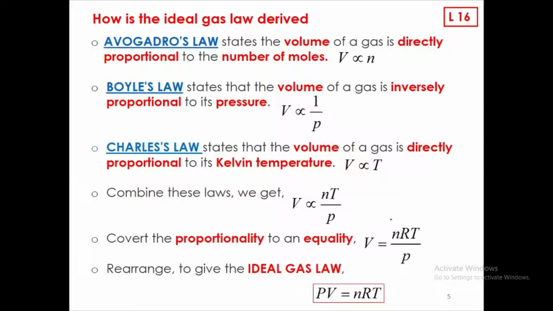Because we have a constant, which is R, we will turn the proportionality into an equality. So we get V equal to nRT over P, and rearranging the equation, you will get PV equal to nRT, where P is pressure, V is volume, n is number of moles, R is the gas constant, T is temperature in Kelvin.